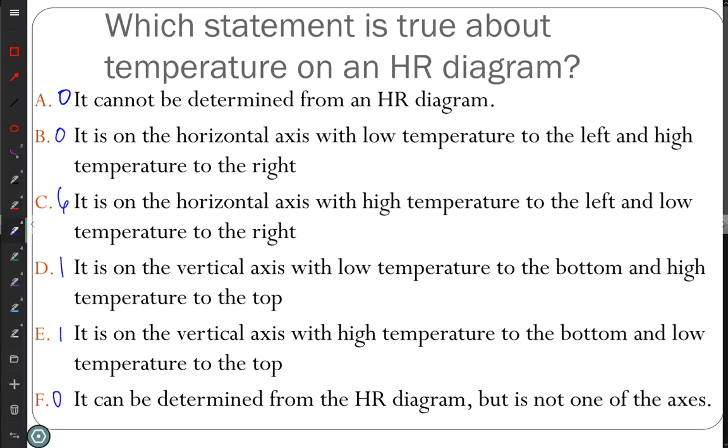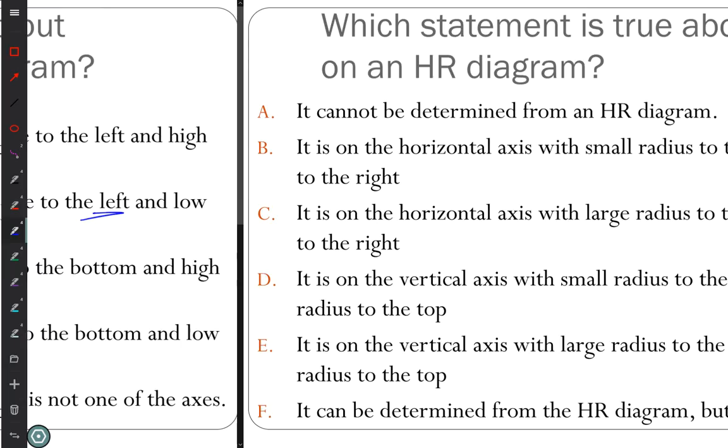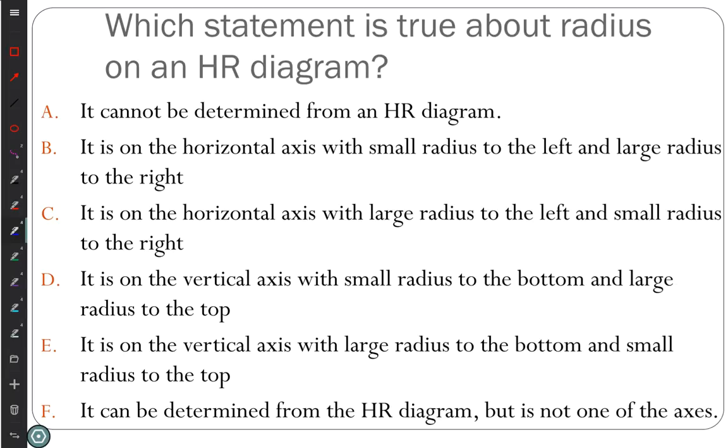There we have it. So I'm going to come back to this. I'm not going to ask anyone right now, but the answer we had was it's on the horizontal axis, high temperature to the left. Next question. Which statement is true about radius on an HR diagram?